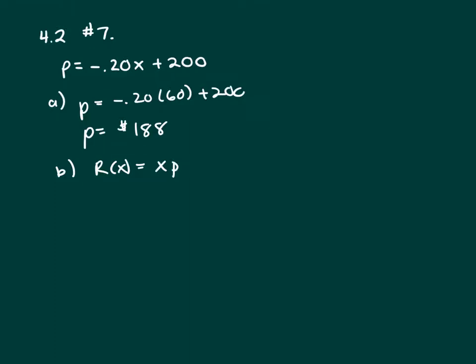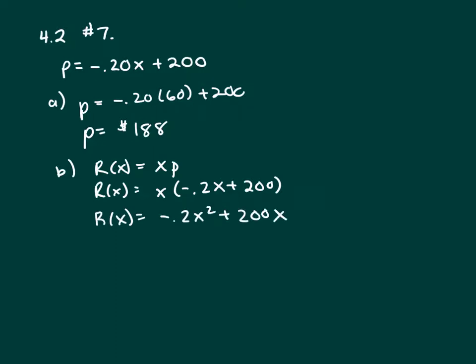So if you sell 70 pair of shoes and each pair costs $10, I know that's not realistic, but your revenue would be $700. So your revenue equation is X times price, and we already have a price equation, negative 0.2X plus 200. So your revenue equation is negative 0.2x squared plus 200x.